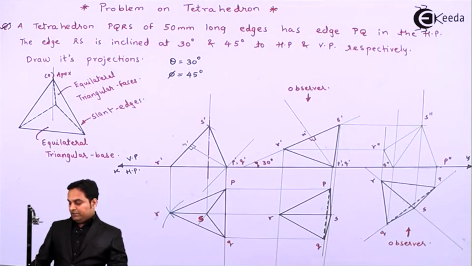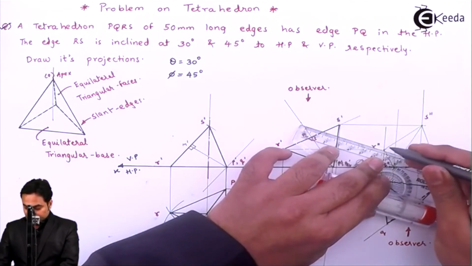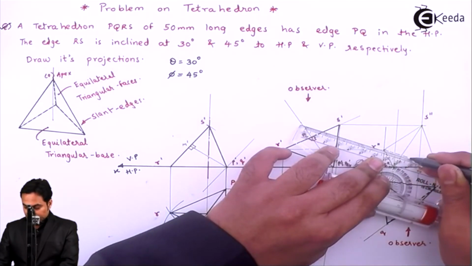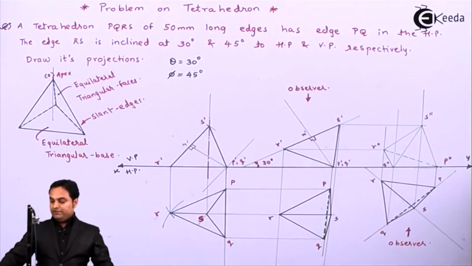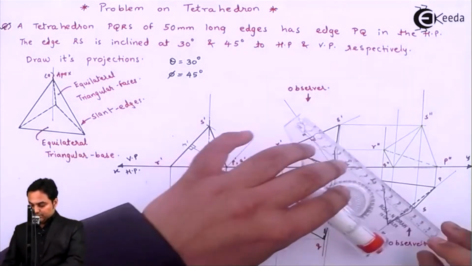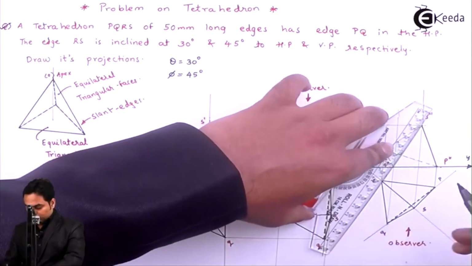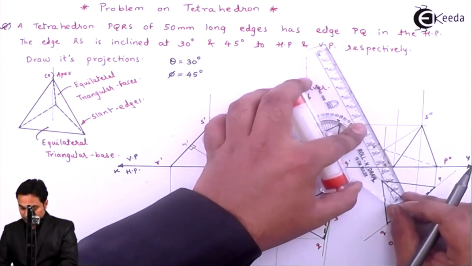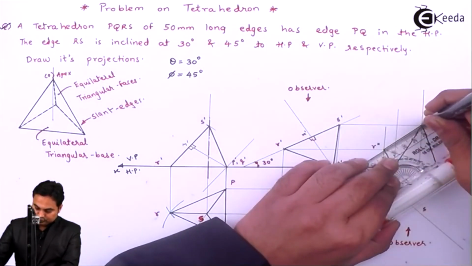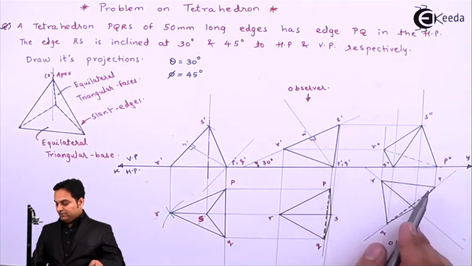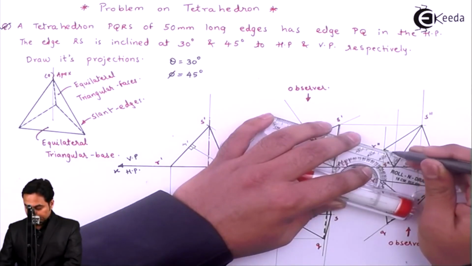Next, the only hidden line will be P double dash R double dash, because they are going away from the observer, as we can see in the top view. The line PR is away from the observer, so it will be hidden. Then I'll make it dark. Then P double dash R double dash will be connected with the help of dotted line or hidden line.